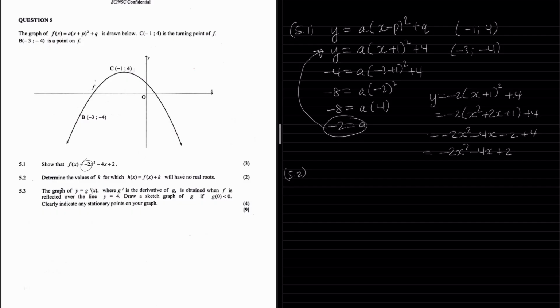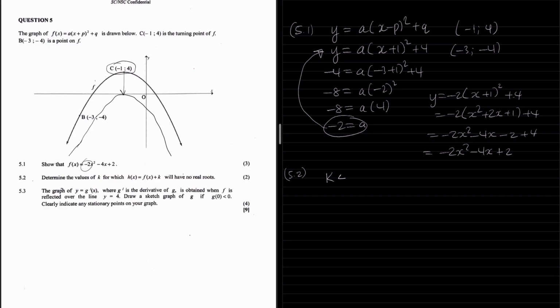So all we need to do is focus on our turning point because that represents our maximum value. And what I want to do is shift that graph down. So k needs to be a negative value. And I need to shift it down by more than 4 units. Because if I shift it down by more than 4 units, the function will look something like that, and it doesn't cut the x-axis anywhere, and so it will have no real roots.